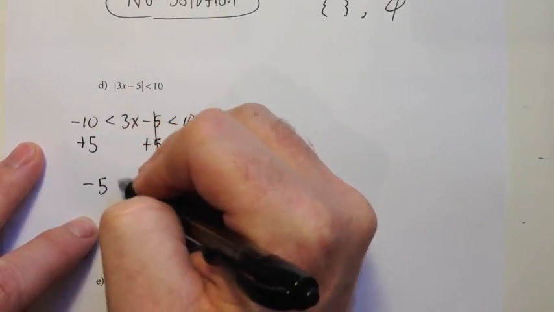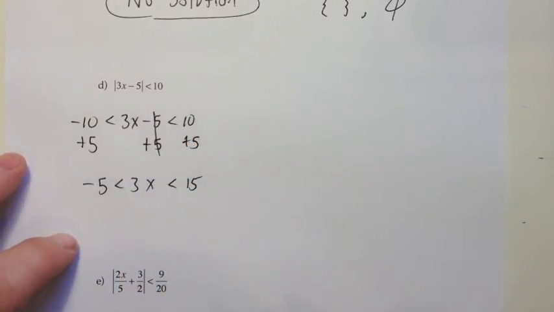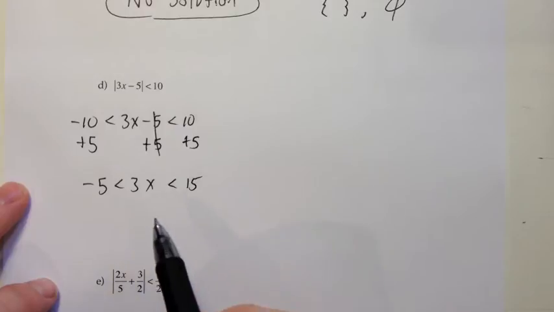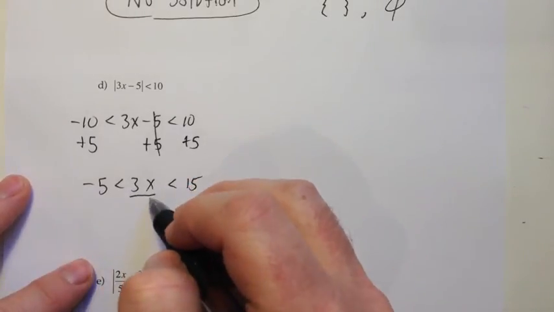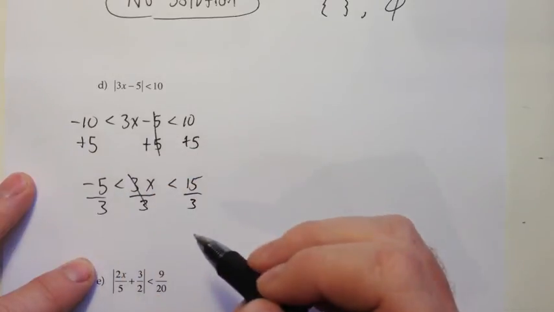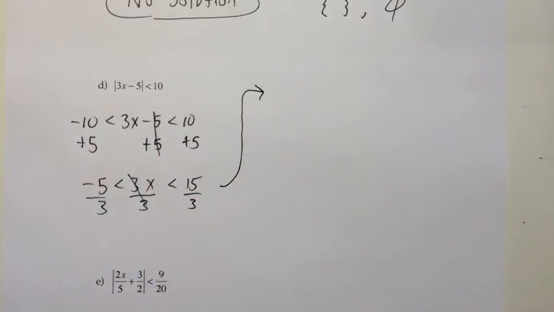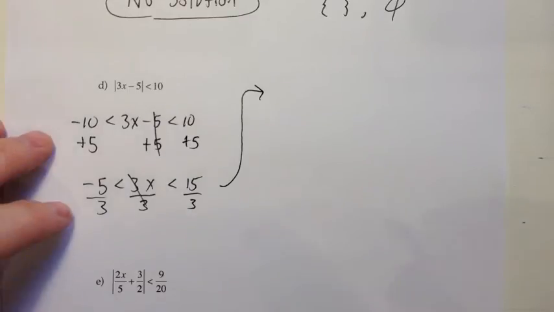That gives negative 5 is less than 3x is less than 15. Still focusing on the center, trying to get that x by itself. The 3 is connected by multiplication, so we'd get rid of it through division. Division on all three parts. Doing that in the middle to get the x by itself, and doing it on the outsides just to keep everything balanced and equivalent.